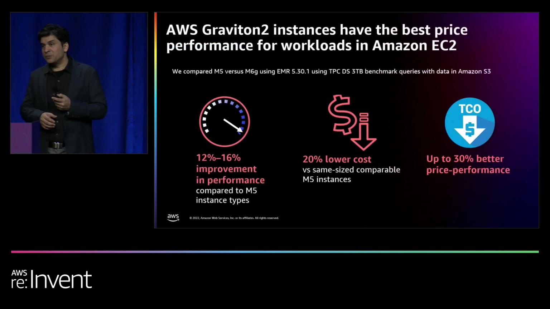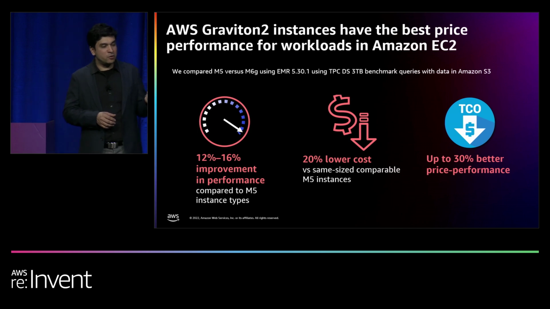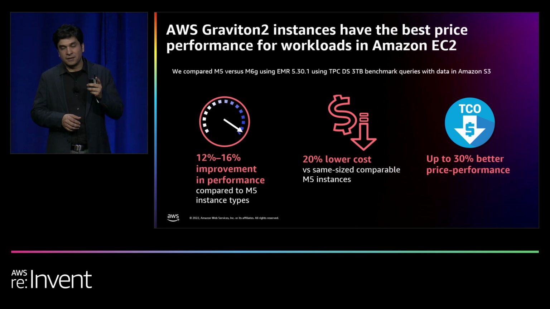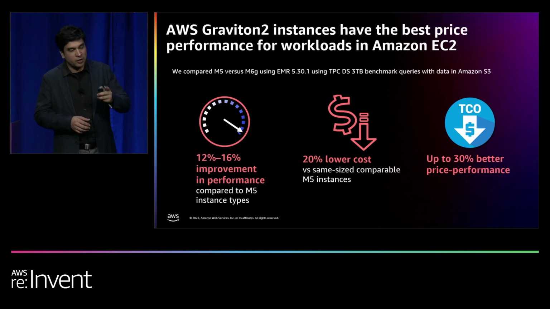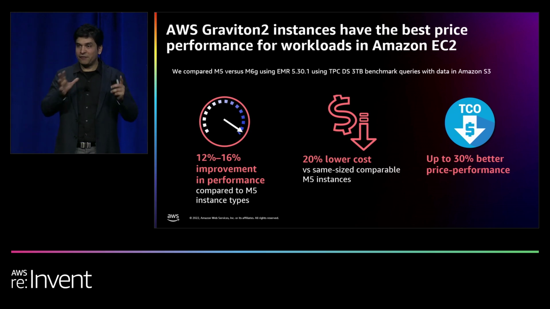Many EMR customers are moving to Graviton 2. Graviton 2 gives you, as per our benchmarks, 12 to 16% improvement in performance, while it is already priced at 20% lower than the corresponding x86 version. So you get a net better price performance of 30%. Now this is a no-brainer. You should definitely be investing in launching Graviton.